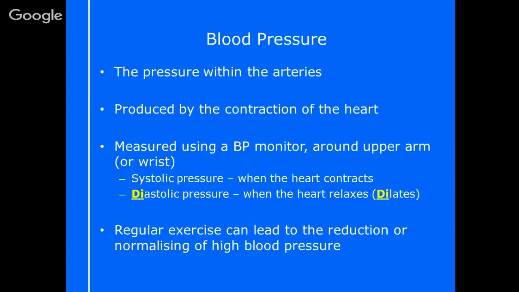Then the second measurement is diastolic pressure, and that's taken when the heart relaxes. So that's that moment in between beats when the heart is just filling up with blood ready to contract, but it's not contracting, it's dilated. So diastolic equals dilated. There's a nice easy way to remember it. Whilst diastolic pressure is happening, that's going to be the lowest pressure in our arteries that we'll ever get to. So these two together allow us to see the state of our clients' arteries, really.